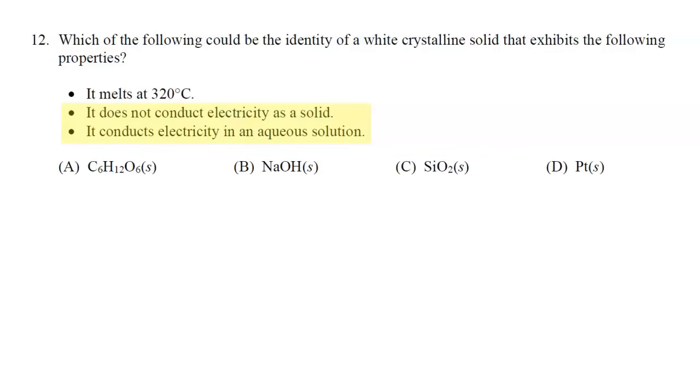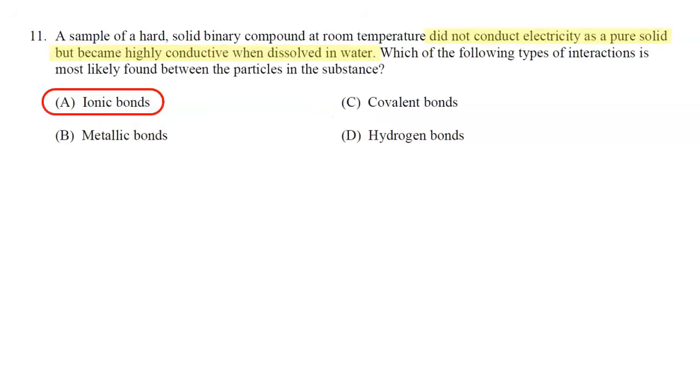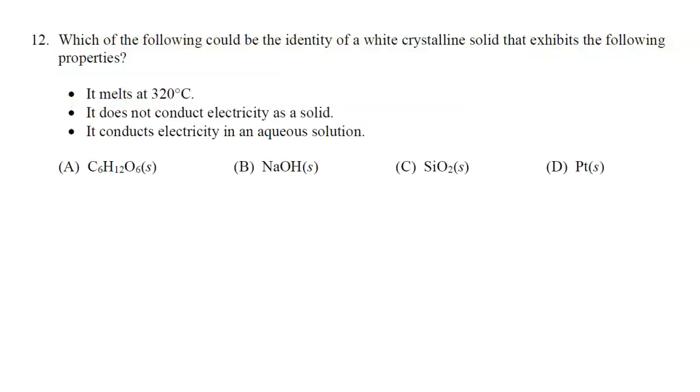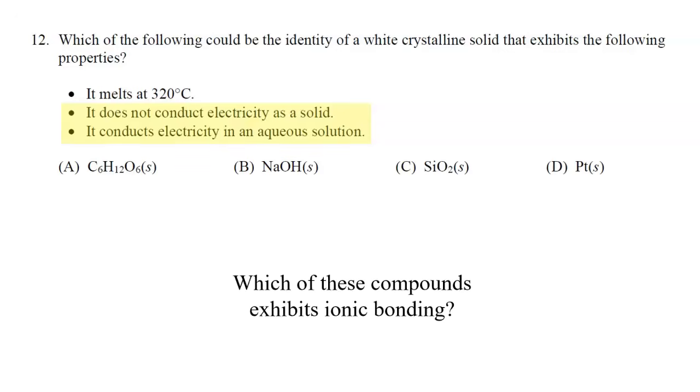Question 12 is very similar to question 11. Remember that in question 11, if something did not conduct electricity as a solid but became conductive when dissolved in water, that's an ionic substance. But now what we have to do is recognize which one of these 4 chemical formulas would exhibit ionic bonding. So take a look at this slide.